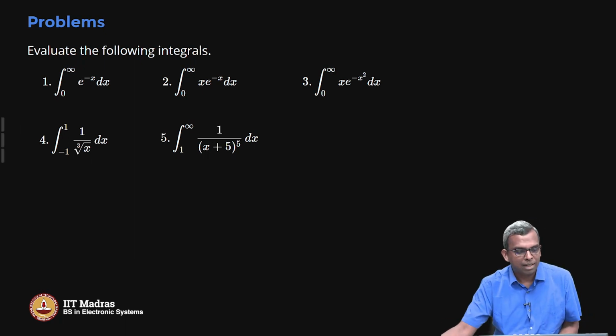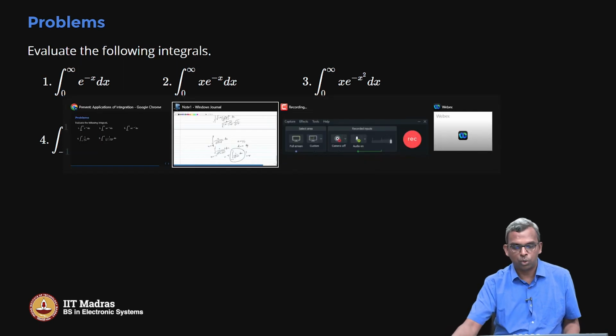So here is the integral from 0 to infinity of e power minus x. e power minus x is very nice. You know minus e power minus x is the integral, and you can substitute between 0 and infinity. If you put infinity, you're going to get 0, and 0 will give 1. So basically this integral will become 1. Let me maybe show that to you once.